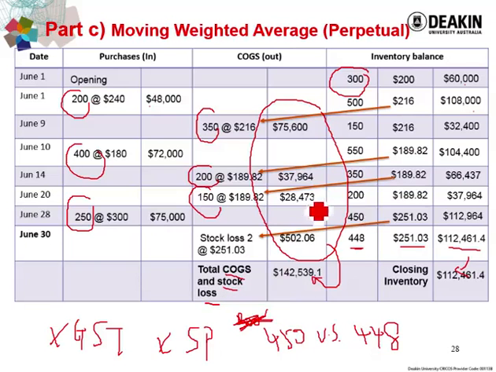And of course, the cost of goods sold in this case will be 142,037 based on the first 3 figures. The first 3 figures are for cost of goods sold, and the final figure is for stock loss. So the cost of goods sold in this case is 142,037. So 142,037 cost of goods sold plus 502.06, that will give you 142,539.